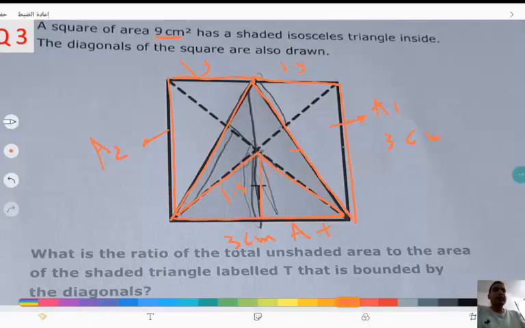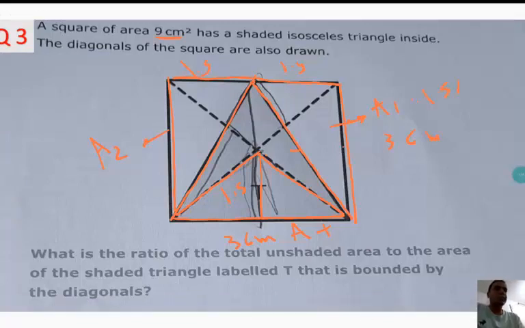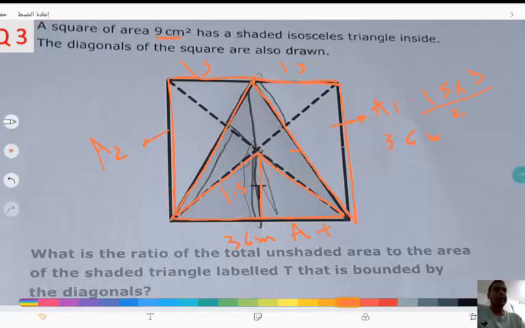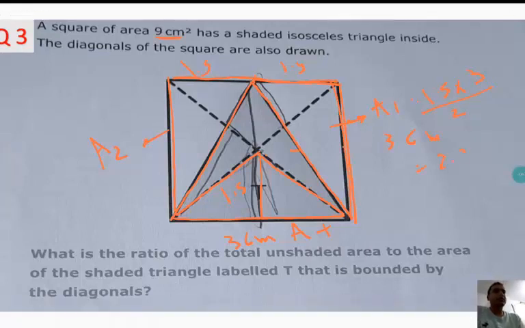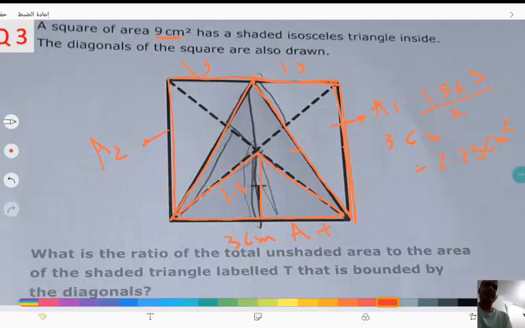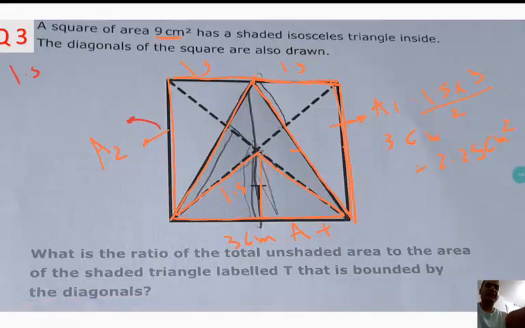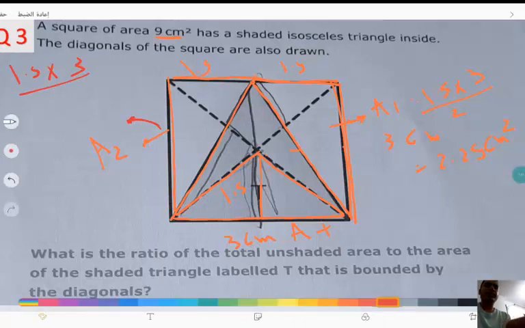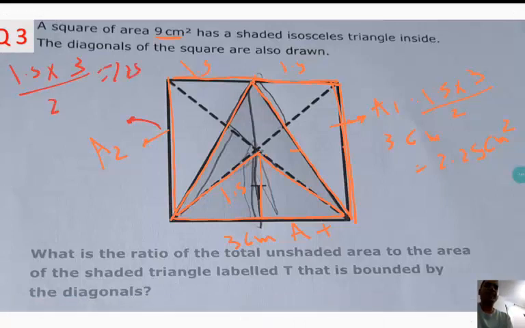Let's use the dimensions to find the area of area 1, which is 1.5 times 3 divided by 2. 1.5 is the base, times the height, which is 3, divided by 2, which is 2.25 centimeter squared. Then area 2, same area, 1.5 times 3 divided by 2, which is 2.25 centimeter squared. And then let's find the area of T, the triangle T.